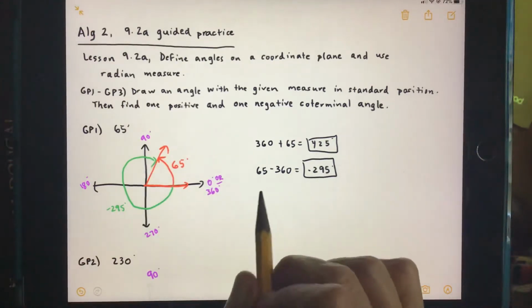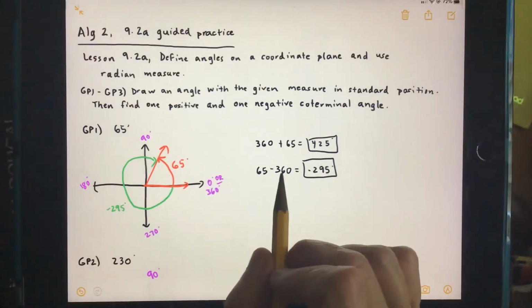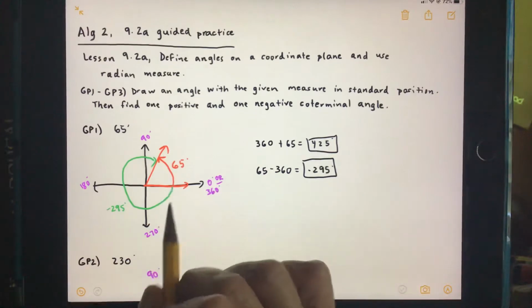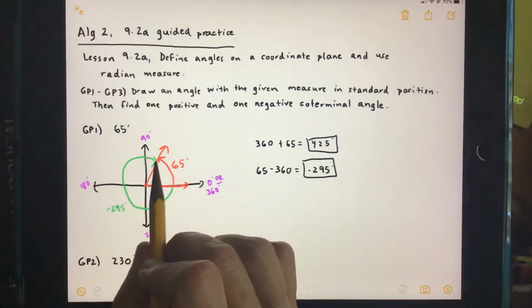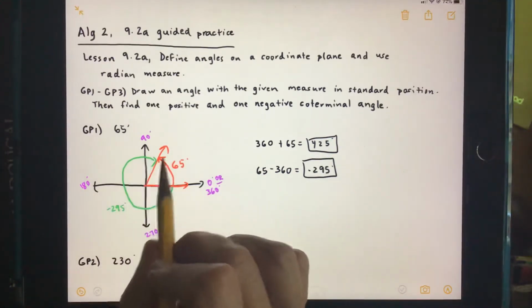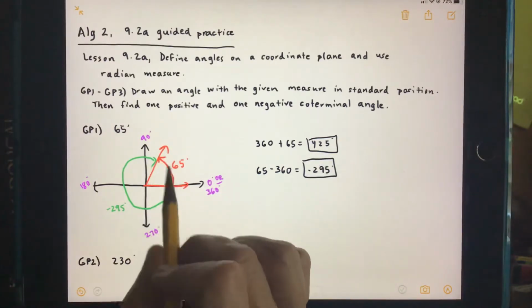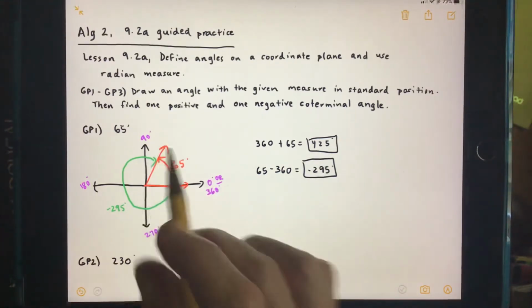So here I've taken my 65 degrees and I've said let's go backwards. Let's go around 360 degrees the other direction, and that will land us at negative 295 degrees. So negative 295 degrees would be the same exact angle as the 65-degree angle. It would be this one right here.